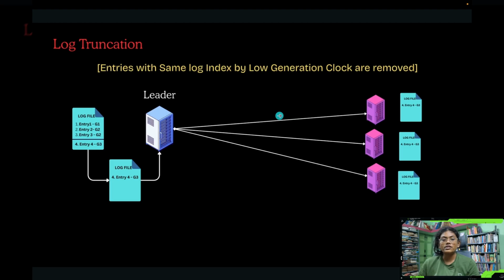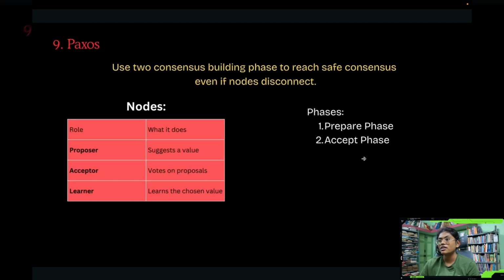There is also a concept called log truncation, which means the entries with the same log index by lower generation clock are removed. Let's just say that the first 3 entries are done on the generation 3 and they are committed, and the commit index is at the 3rd entry, and then the 4th entry starts. Here, the leader will then remove and discard all the lower generation entries and start fresh with the new log file. And this log file will then be replicated across all the follower servers.